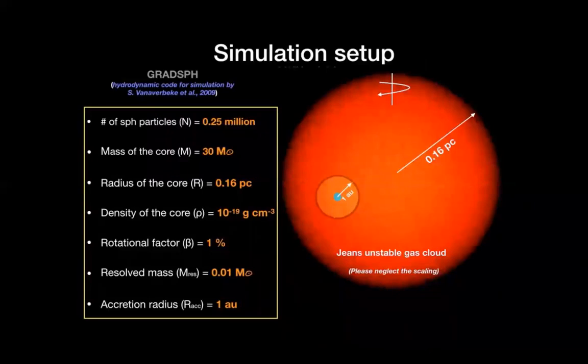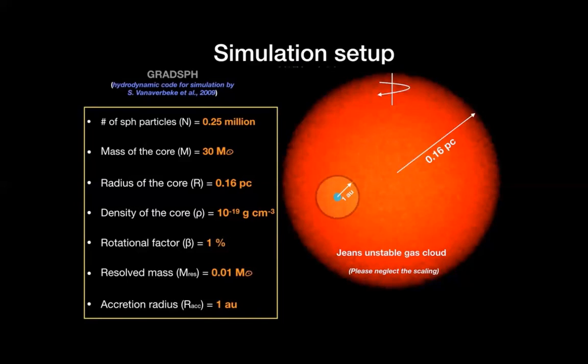To begin with the simulation, we use a particle method called GRADSPH, which is the smoothed particle hydrodynamics technique. This is the particular SPH code we are using in our simulations. So what we do is we construct, with the help of 0.25 million particles, the sphere of gas of a certain mass. Right now it is 30 solar masses. It has a radius of around 0.16 parsec, and the density at the beginning is 10 to the minus 19 grams per centimeter cubed.